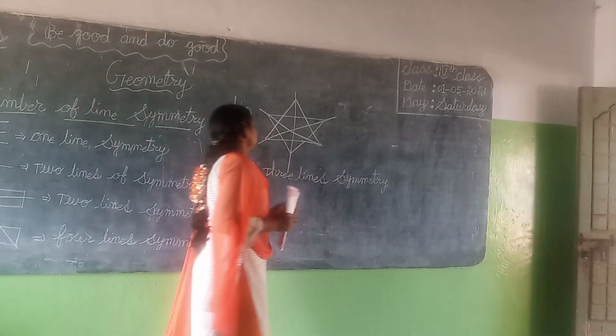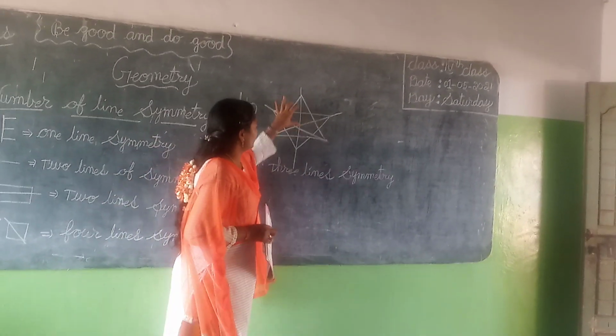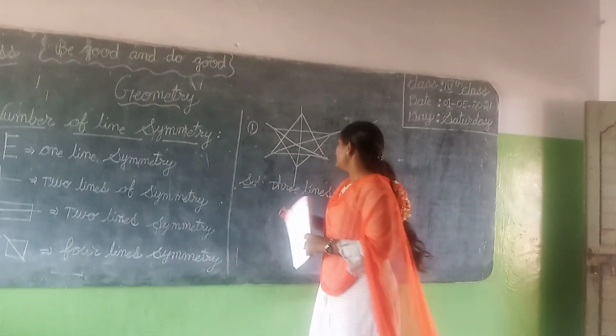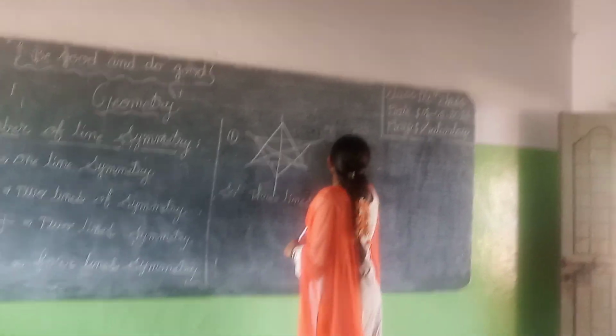Write this amount. So, how many types? Three lines. So, this one and this one and this one. Three lines of symmetry in this. Next, second picture, right? Draw first.